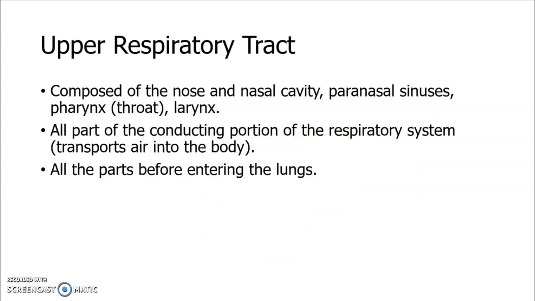The upper respiratory tract is composed of the nose and nasal cavity, the paranasal sinuses, the pharynx or throat, and the larynx or voice box. All parts of the conducting portion of the respiratory system. Okay, and all the parts before entering the lungs. That is your upper respiratory tract.